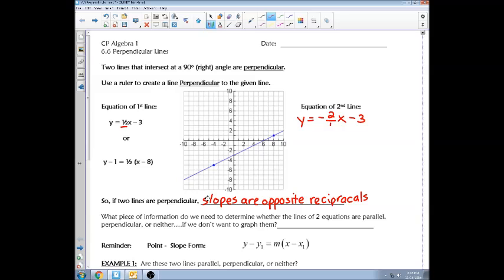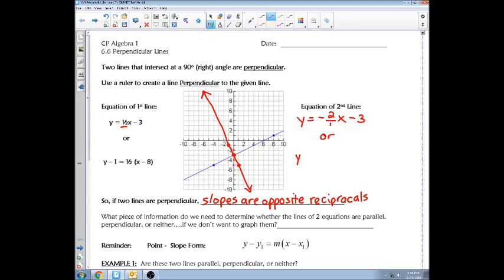So if I go ahead and plot that line, it would be, start at negative 3 again. It would be down 2, right 1, or up 2, left 1. If I go ahead and make that line, what you're going to notice is I have a 90-degree angle to the original line.